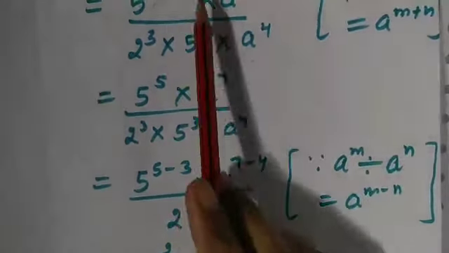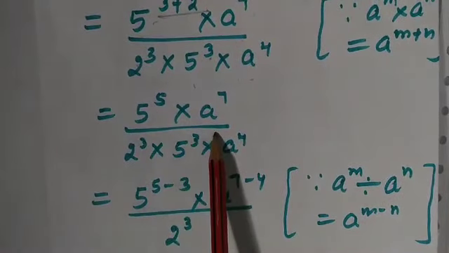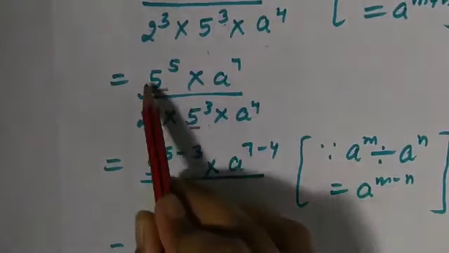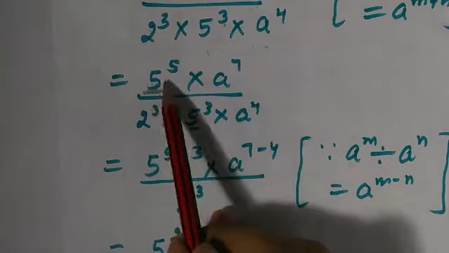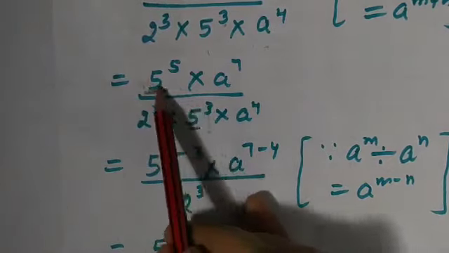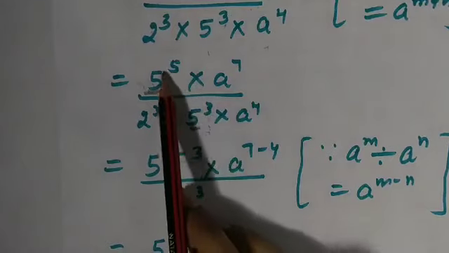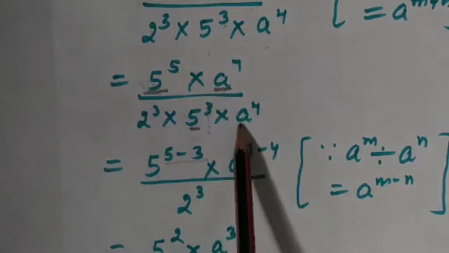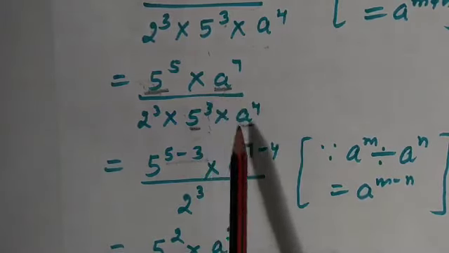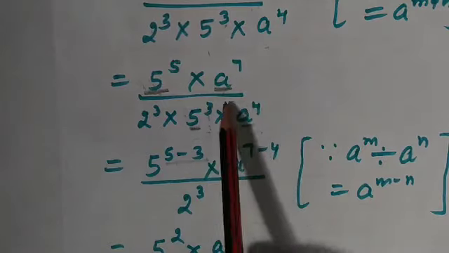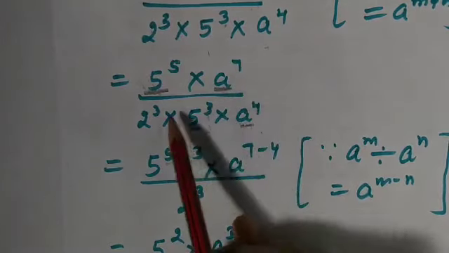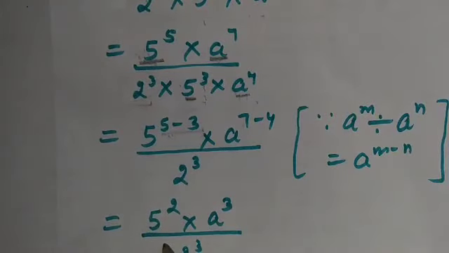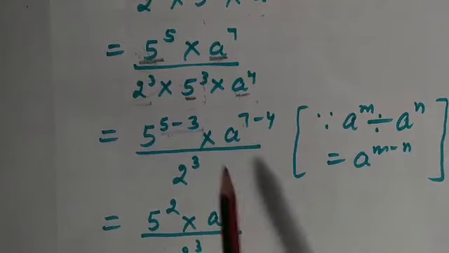Now on adding the powers I will get 5 to the power 5 into a raised to the power 7, and the denominator remains the same. Now again I observe the bases are the same and they are dividing, so the powers get subtracted. It will be 5 raised to the power 5 minus 3, and again we have the same base in division, so the powers get subtracted: a raised to the power 7 minus 4. Now 5 raised to the power 5 minus 3 is 5 raised to the power 2, into a raised to the power 3, and the 2 raised to the power 3 remains the same.